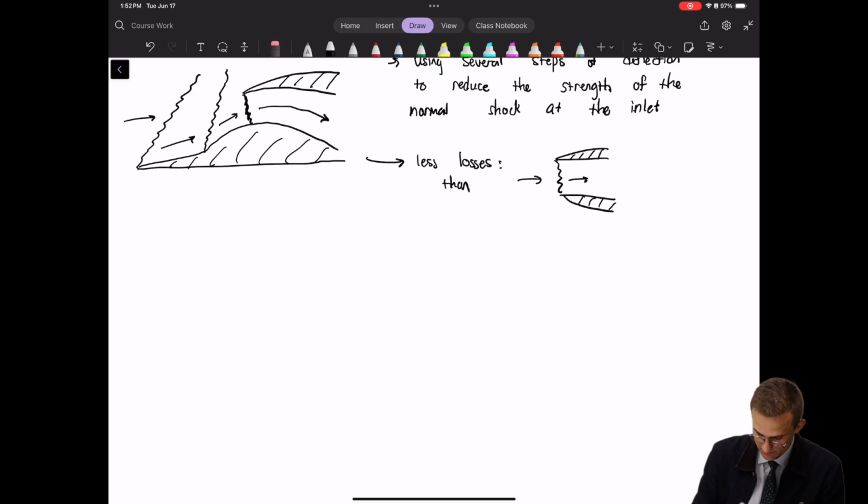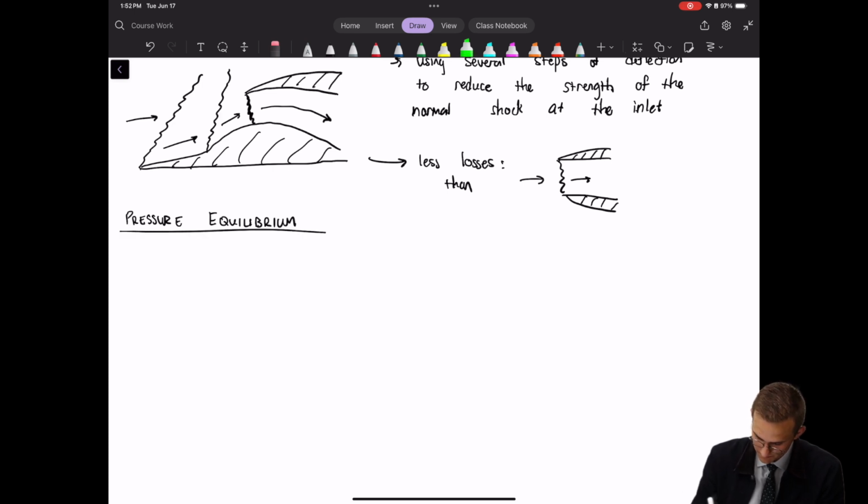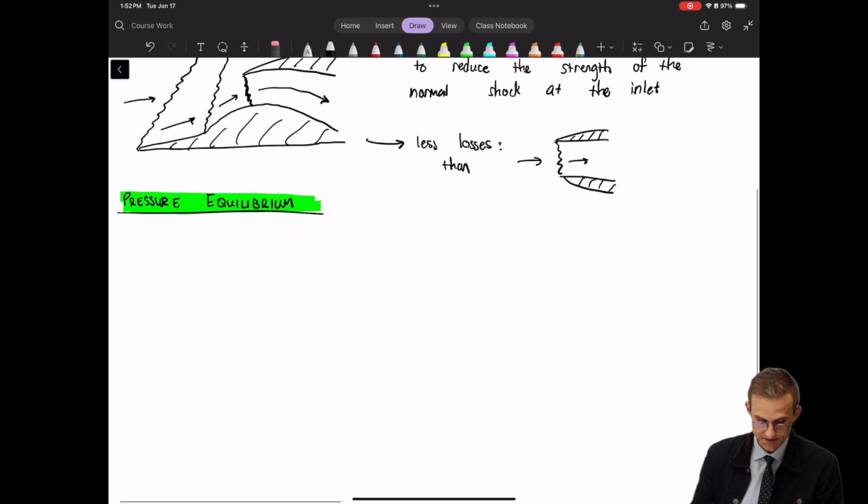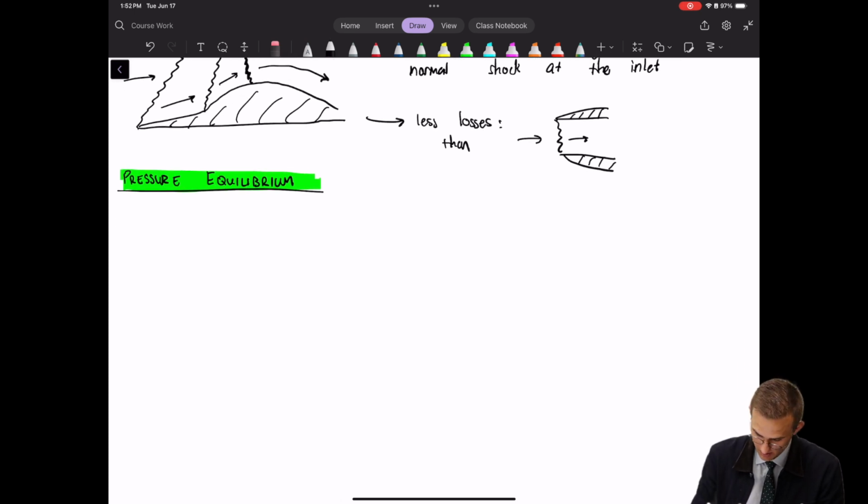All right, so let's talk about pressure equilibrium now. We talked about how the oblique shocks are happening to satisfy a change of direction boundary condition, but they can also occur to satisfy a pressure boundary condition.